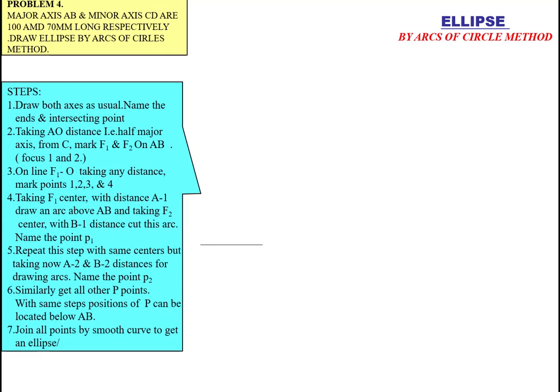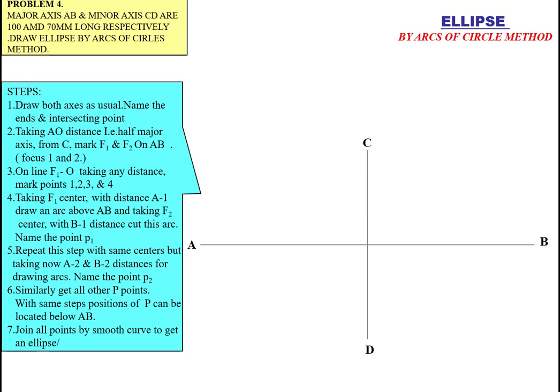Next method to draw an ellipse is the arc of circle method. As per the name, we have to draw so many arcs to draw our ellipse. For that, let us consider our major axis and minor axis dimensions are 100 mm and 70 mm respectively. Now for the arc of circle method, we have to draw a 100 mm major axis AB and a 70 mm minor axis CD at the center of line segment AB.